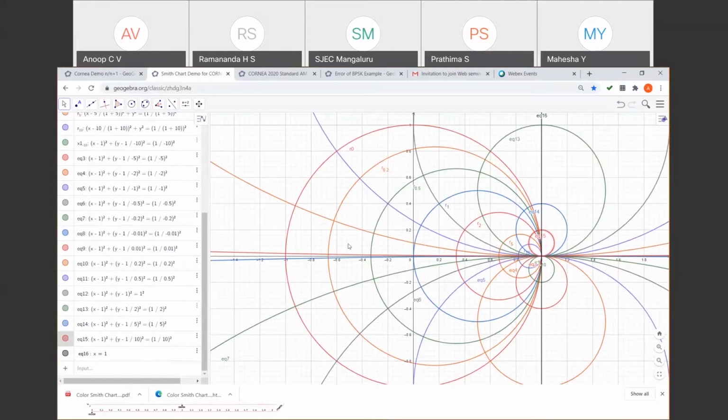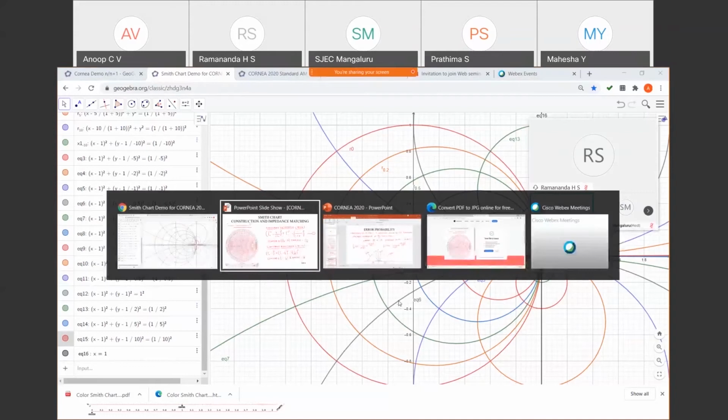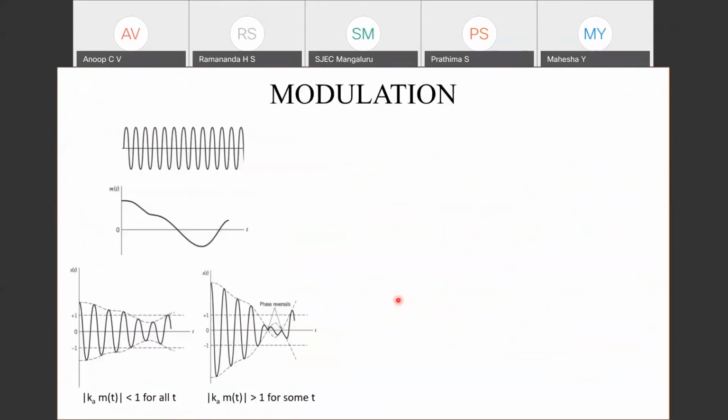Right. So this is the first demonstration which I wanted to give. Then the next one is about modulation.